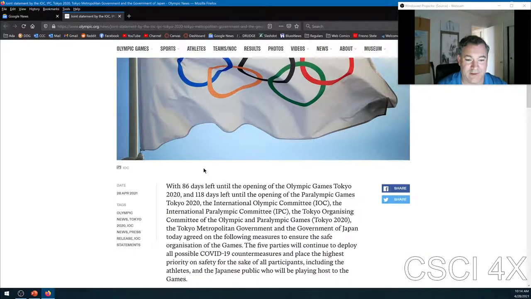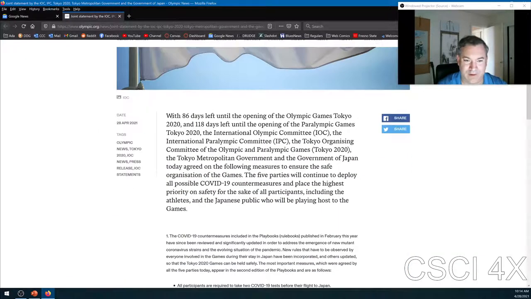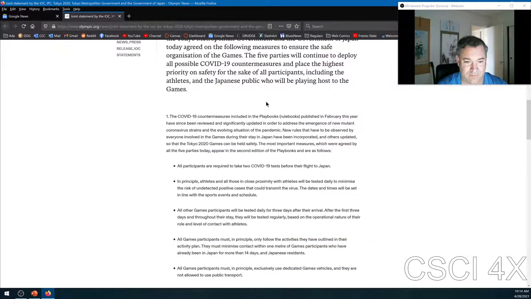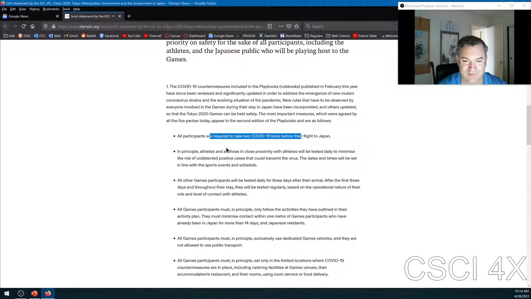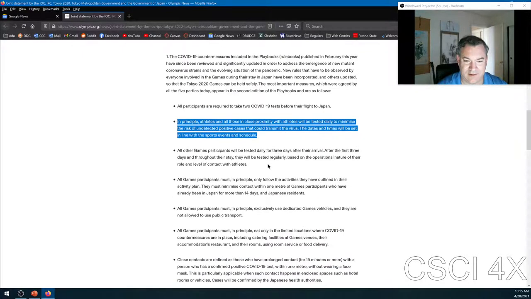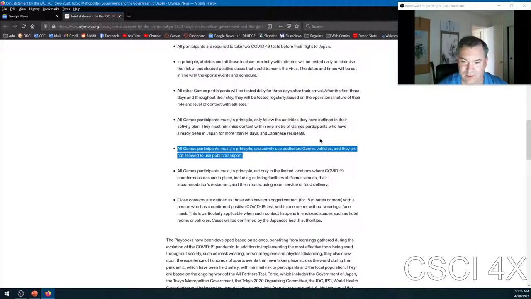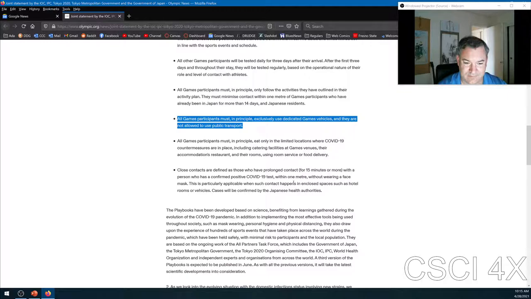Joint statement. Okay, this is actually from the Olympics. All right, cool. Okay, they're still doing it. Everybody has to take COVID tests. Everyone's tested daily. Everyone's tested every 3 days, or 3 days after their arrival. You have to only use Olympic Games vehicles. You're not allowed to use public transportation. You can only eat in limited locations. Go.